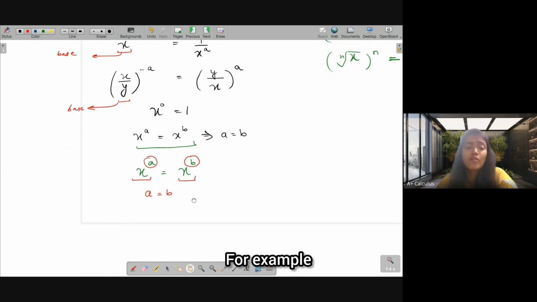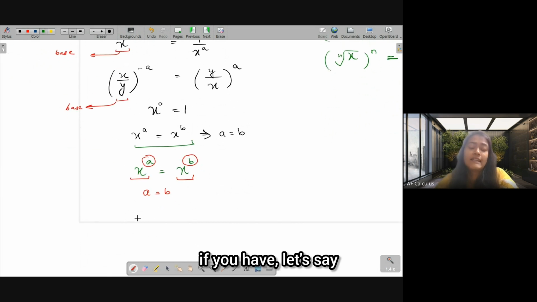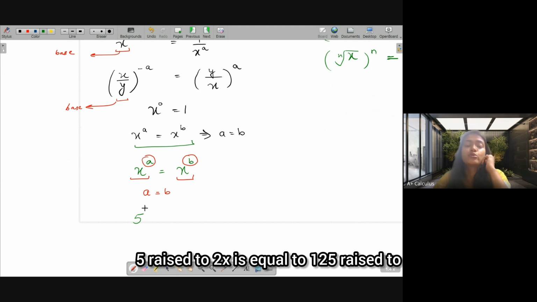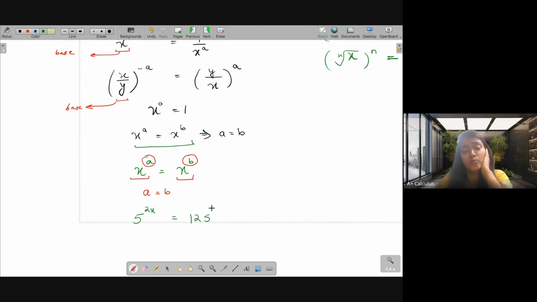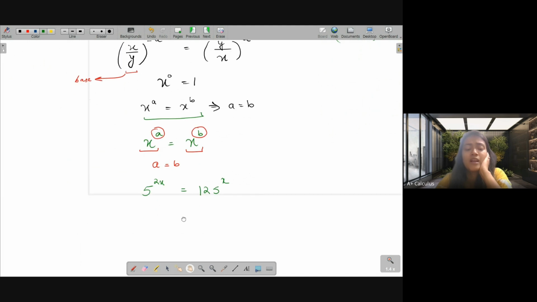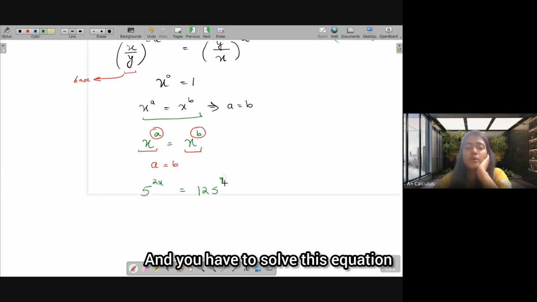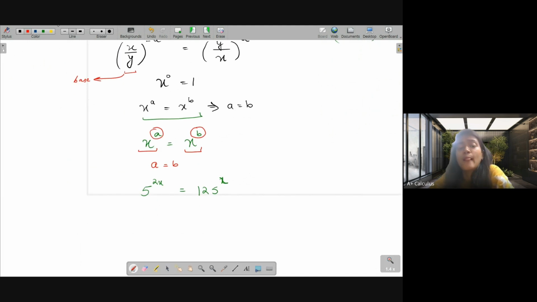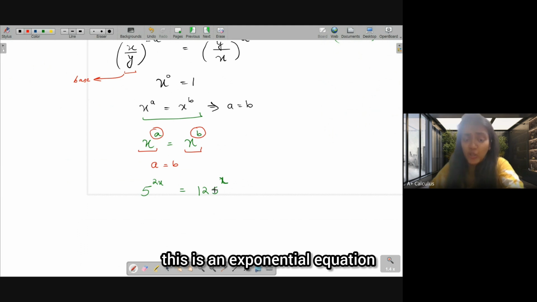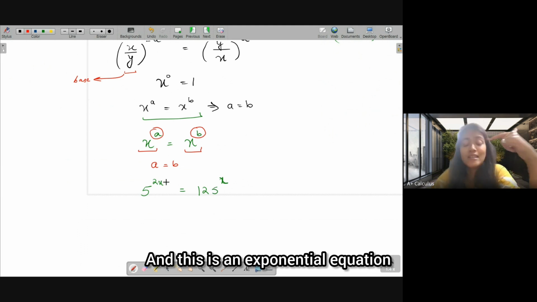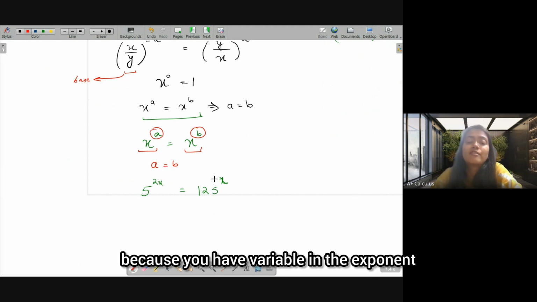Okay, for example, let's say you have 5 raised to 2x is equal to 125 raised to x, and you have to solve this equation. This is an exponential equation, because you have a variable in the exponent.